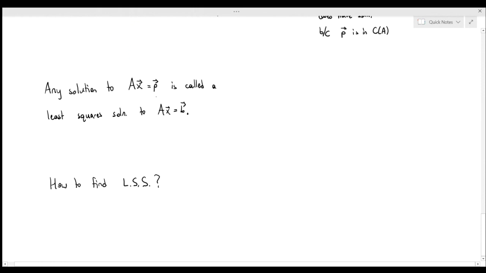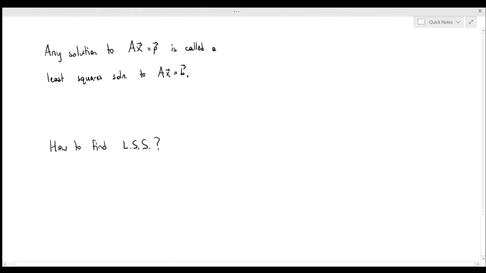So it looks like we would first need to find what the projection vector is. And then once we find the projection vector, we could then try to solve for x to get the least squares solution. Okay. But it turns out with just a little bit of cleverness, we can actually find the least squares solution without finding the projection vector. Okay? So here's how we are going to do that.